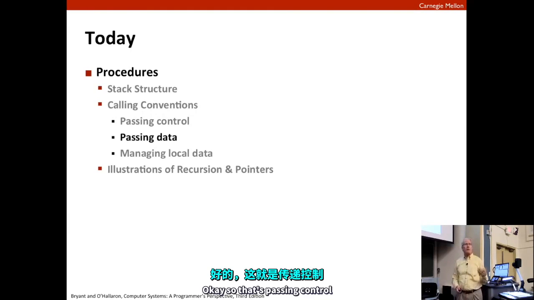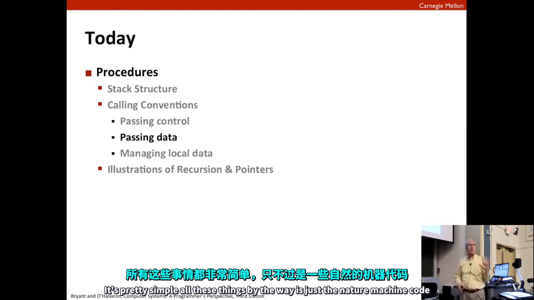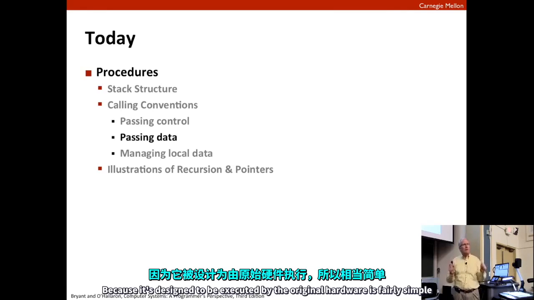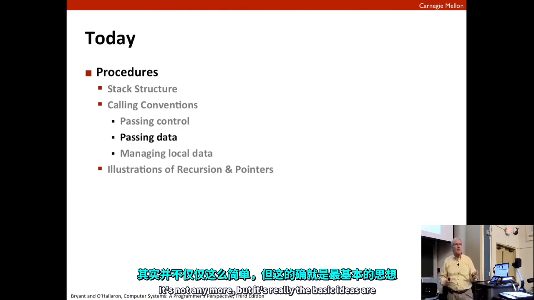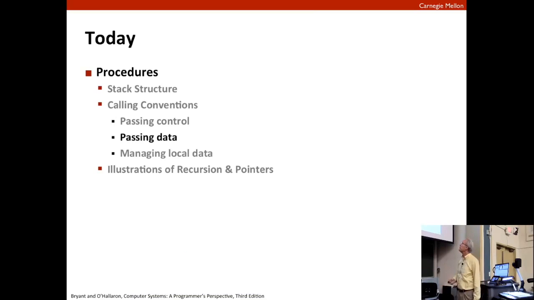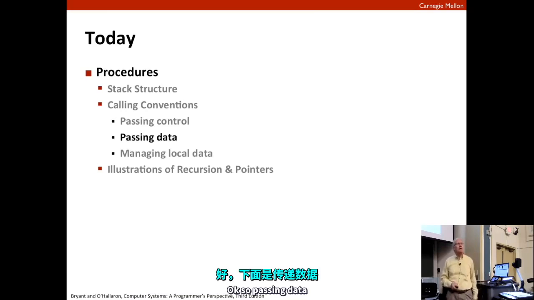Okay, so that's passing control. It's pretty simple. All these things, by the way, and it's just the nature of machine code, every single part of it is pretty simple because the original hardware it was designed to be executed by was fairly simple. It's not anymore, but the basic ideas are. And we use combinations of instructions to build up all the layers associated with operations like procedure call and return.